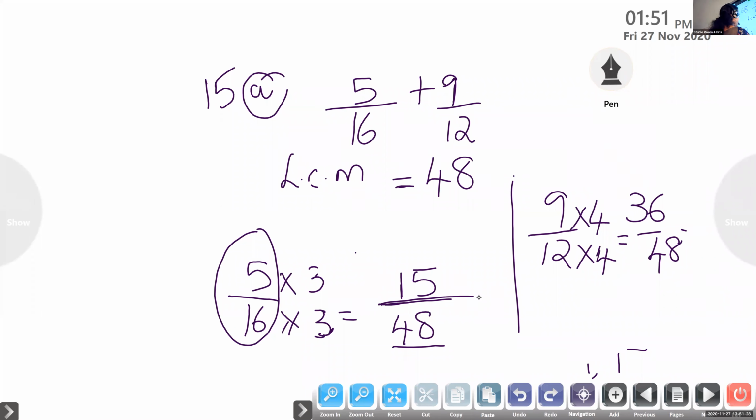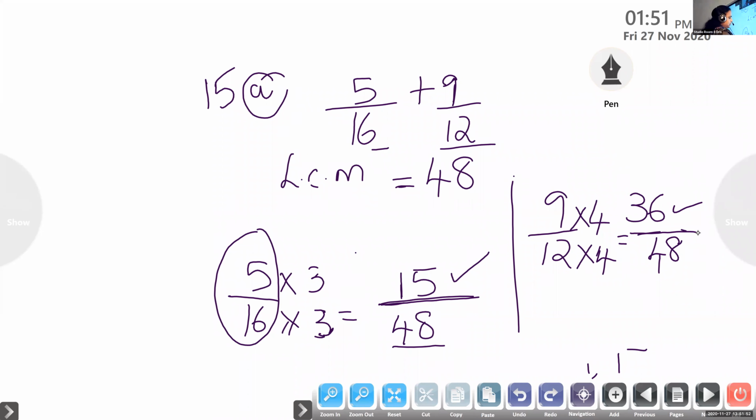Now children, it is easy. Here 15 by 48, here 36 by 48. Add 5 by 16 and 9 by 12. Instead of adding that, you can add 15 by 48 plus 36 by 48. Find out the answer and tell me the answer. Yes, children. What's the answer? 51. Yes, correct.